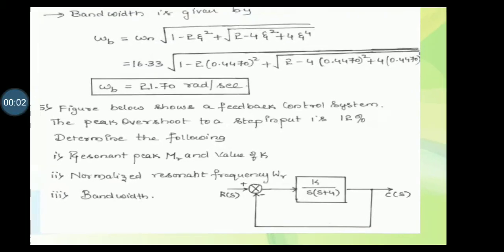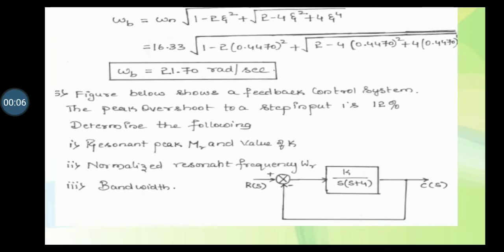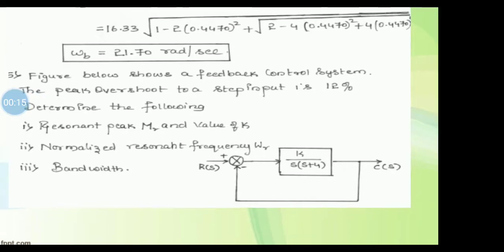Students, we'll continue with the problem. The figure below shows a feedback control system. The peak overshoot to a step input is 12%. Determine the following. 1. Resonant peak MR and value of K.